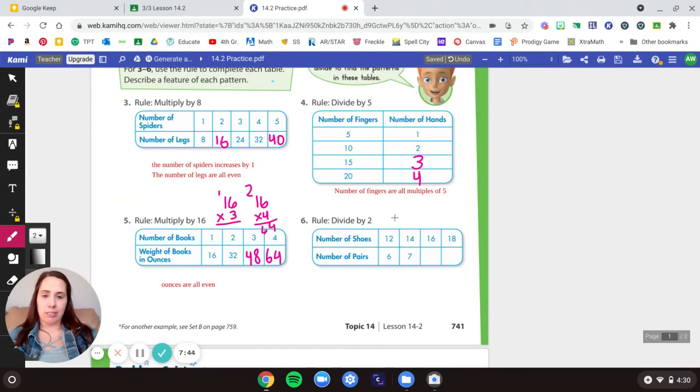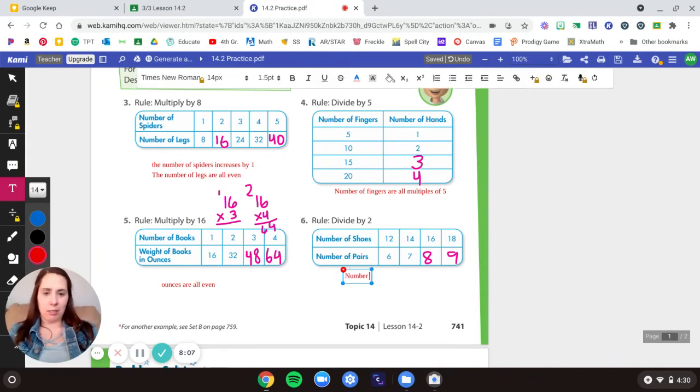All right, over here, divide by 2. So 12 divided by 2 is 6. 14 divided by 2 is 7. 16 divided by 2 is 8. And 18 divided by 2 is 9. Now think through, what do you notice about these tables?